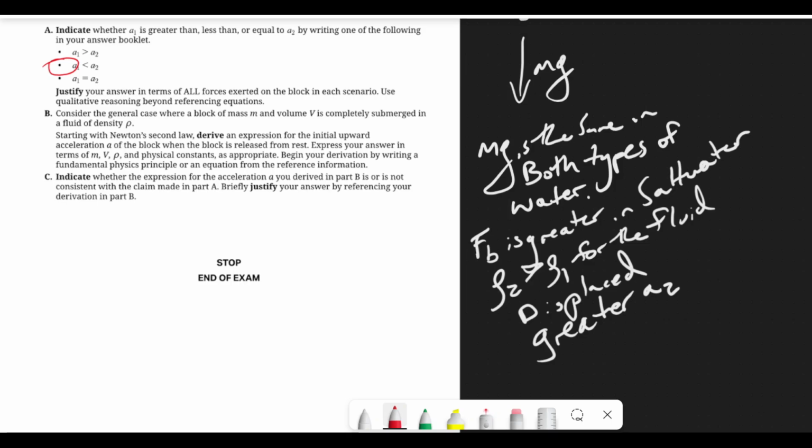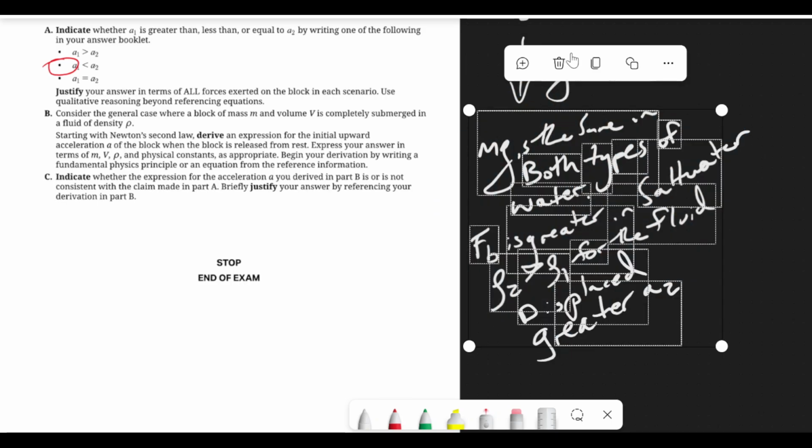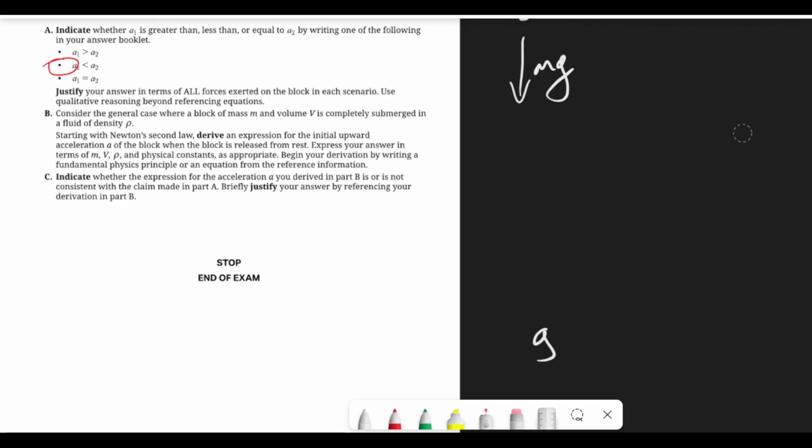So in part B, consider the general case where the block of mass m and volume V is completely submerged in a fluid of density ρ. Starting with Newton's second law, come up with an expression for the acceleration of the block when the block is released from rest. I have to express my answer in terms of these variables and physical constants as appropriate, and I'm going to begin my derivation by writing Newton's second law. So what is Newton's second law? It's the net force divided by the mass of the system, which is equal to the acceleration.